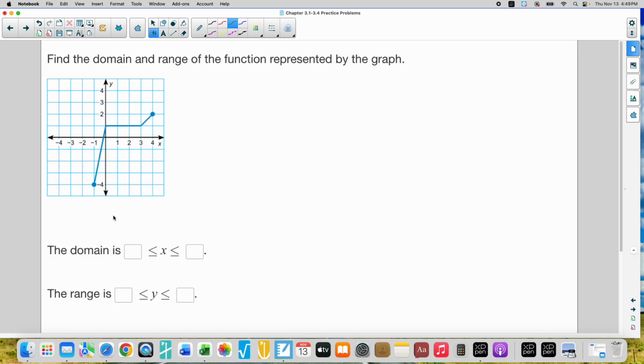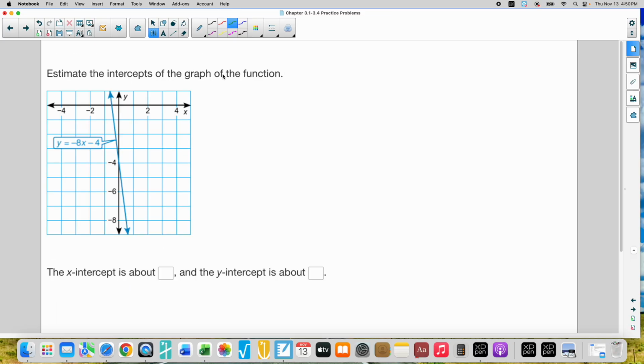Okay, again, my domain, I'm looking at my x values. This point is at -1 on the x all the way to 4. So we would have -1 and 4. And then when we look at the y value, we're looking up and down. So my smallest is -4, and my biggest y value is 2.